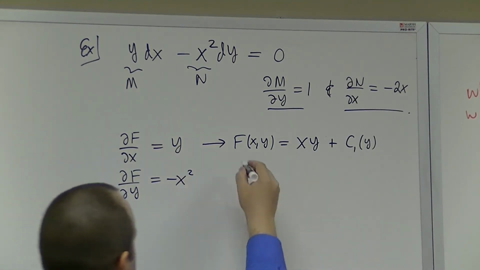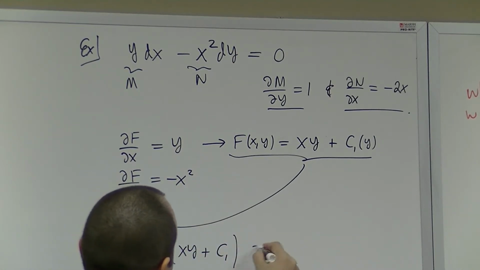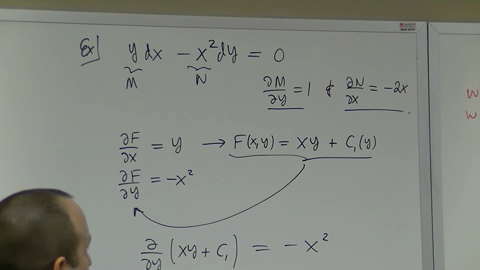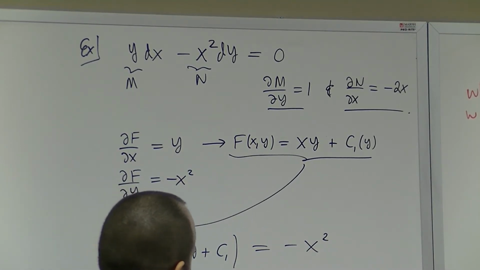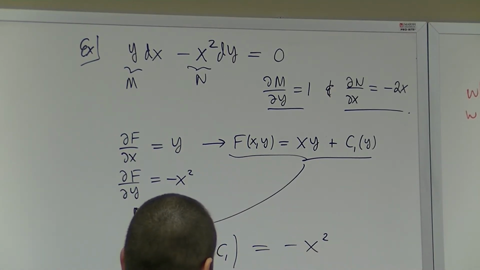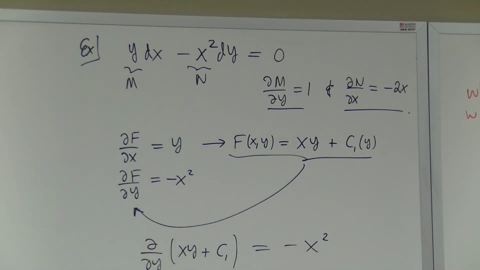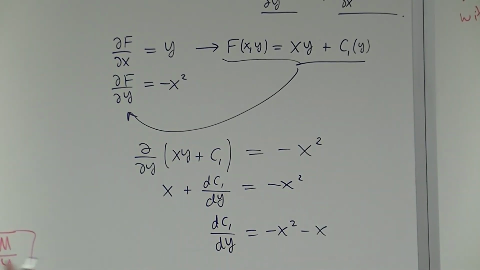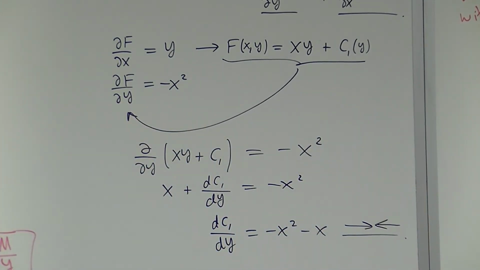Now if I take that and plug it into the second equation, I get partial y of xy plus c1 is equal to minus x squared. But differentiating this gives me x plus, well, it's really dc1 dy, because c1 is only a function of y. In fact, an ordinary derivative of c1 with respect to y. And that's equal to minus x squared. So what you get is dc1 dy is equal to minus x squared minus x, which is impossible, unless c1 is just a constant. No, that's still not possible. So this is a contradiction. So you see, no such f exists. This equation is inexact.